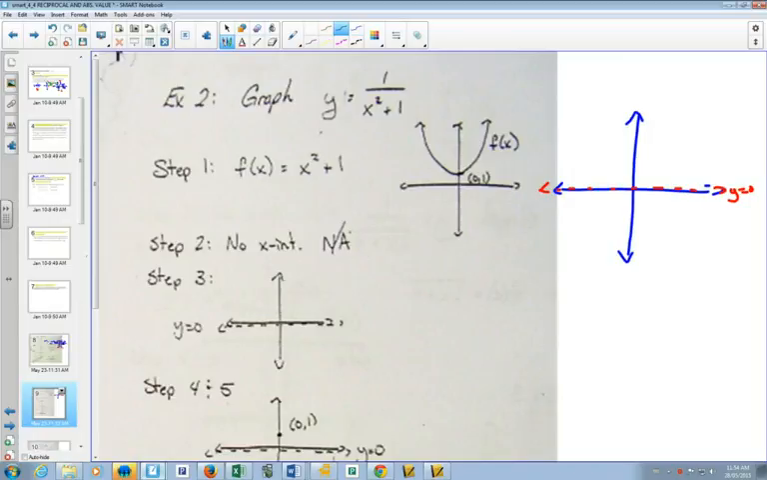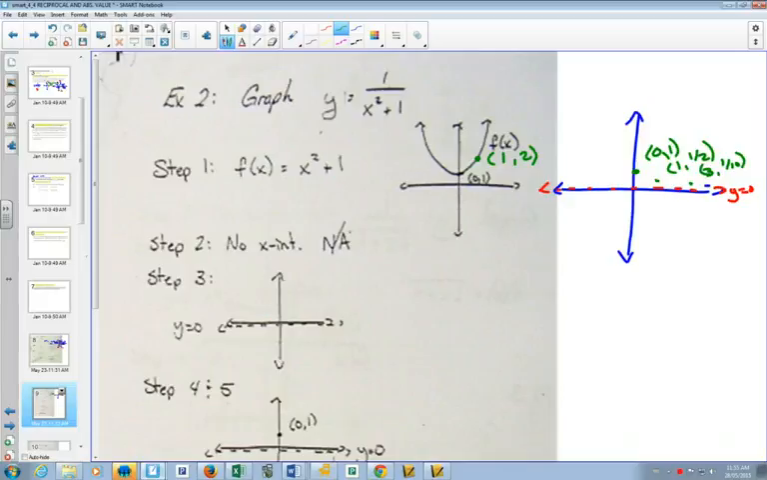You have some points. You'd have 0, 1. That's going to become 0, 1 over 1, which doesn't change. If you plug in 1 into this graph, you get 1, 2. So now you're going to have 1, 1 over 2. If you want to plug in some more values, you could plug in 3. And you would get 10. So you're going to have 3, 1 over 10.